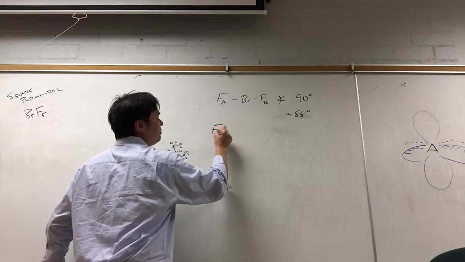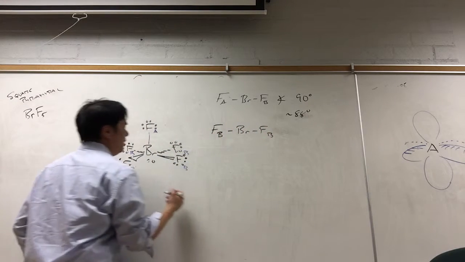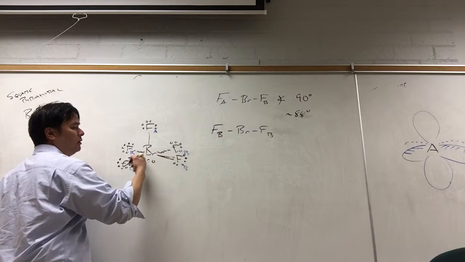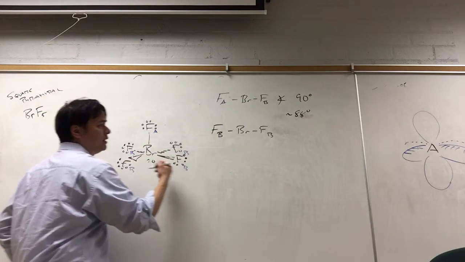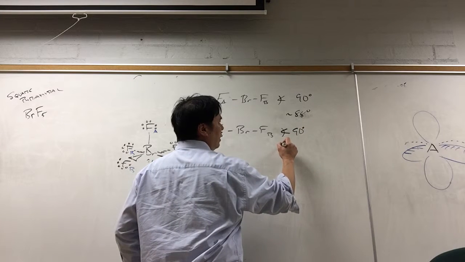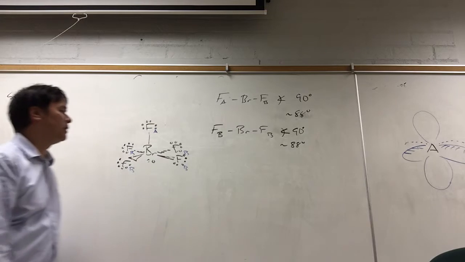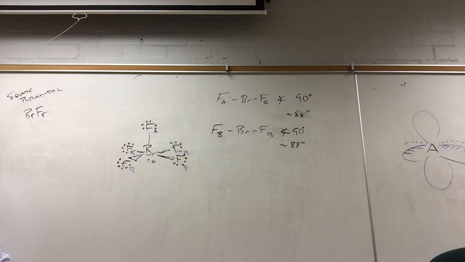Okay, then we have the FB to FB angle. The FB to FB angle here normally is 90 degrees. But again, it's probably going to be compressed by the lone pair there, so it's distorted to maybe 88 degrees. Here, build that. You can take a look at the angles by pushing the base fluorines up.